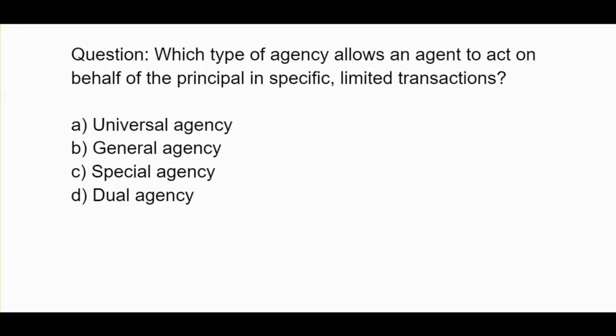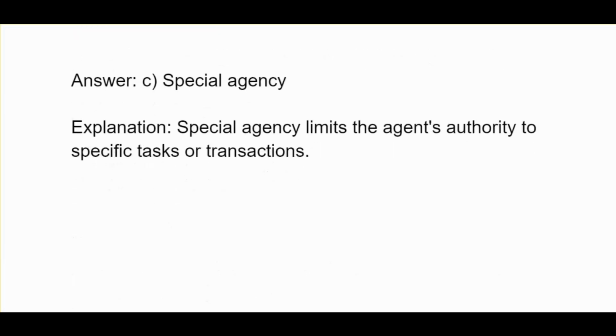Which type of agency allows an agent to act on behalf of a principal in specific limited transactions? A, universal agency. B, general agency. C, special agency. D, dual agency. C, special agency. Special agency limits the agent's authority to specific tasks or transactions.